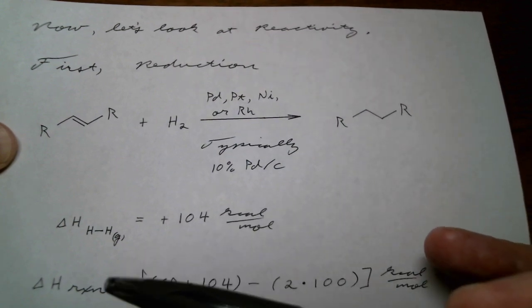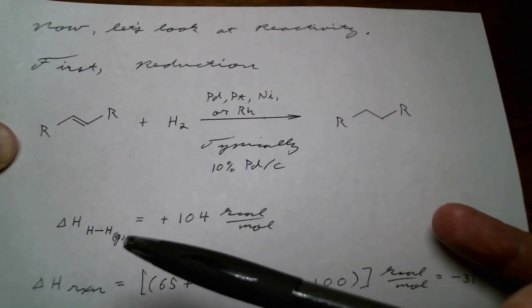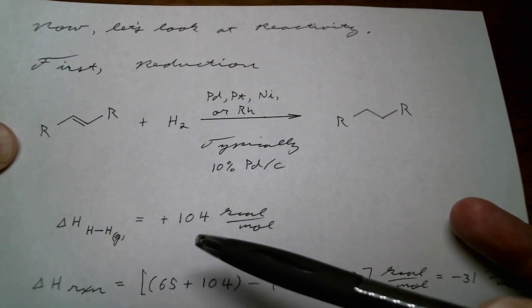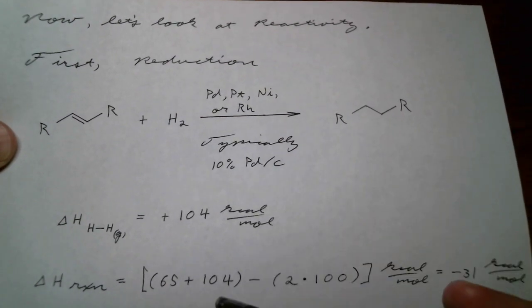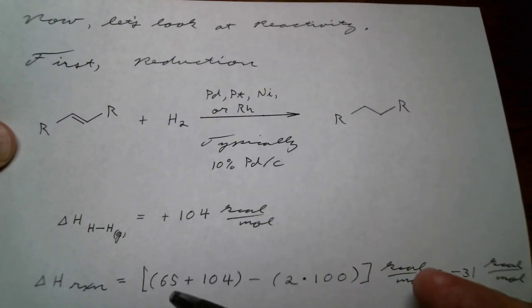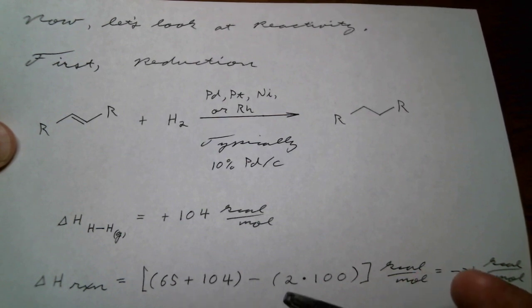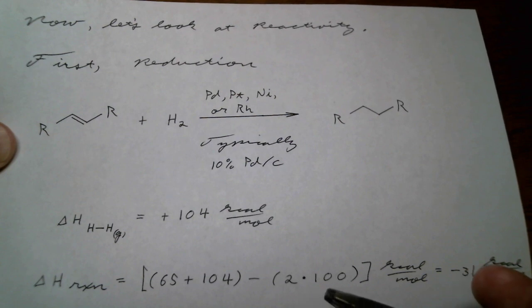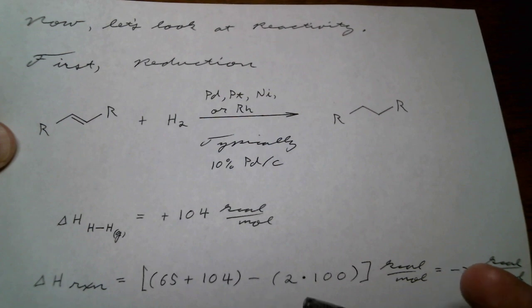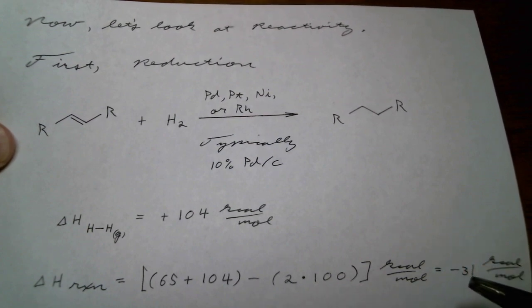What is the hydrogen-hydrogen bond worth? Well, our change in enthalpy for breaking that bond would be plus 104 kcals per mole. What other bond do we break? We break the double bond. The pi bond is worth 65 kcals per mole. But what do we form? We form two sp3 hybrid carbon-hydrogen bonds, each of which are worth 100 kcals per mole. So it would be 65 plus 104 minus 200 kcals per mole, or about negative 31 kcals per mole.